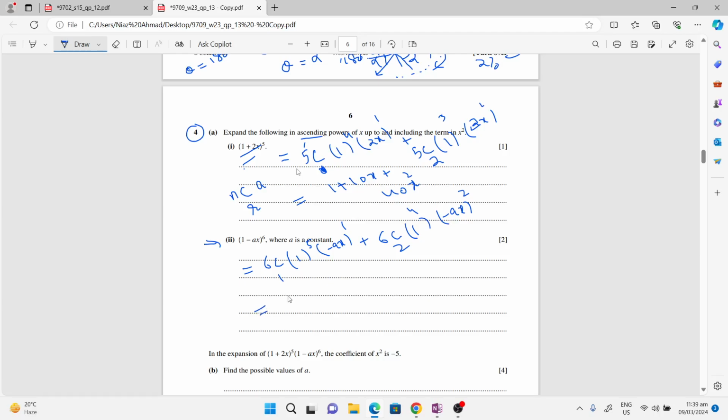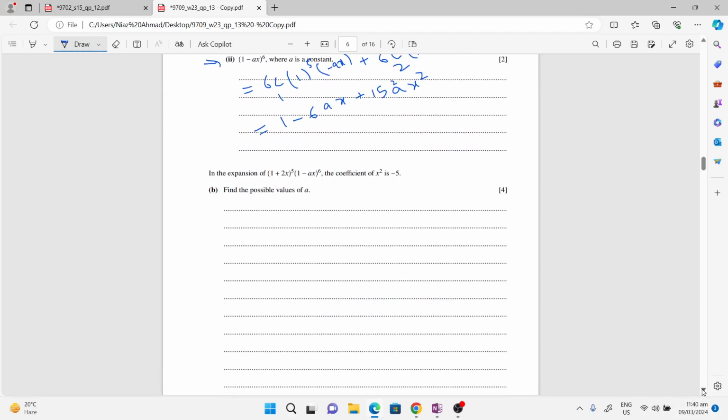So expand this using your calculator. The final expression should be 1 minus 6ax plus 15 times a square, which becomes positive, a square x square. So the third part is very important regarding the binomial one. In the expansion, the coefficient of x square is minus 5. Find the possible value of a. Now solve it.